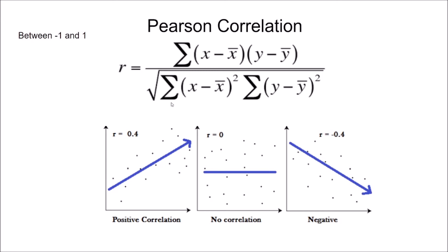The next method to use is Pearson correlation. This measures the correlation between two users or items. A correlation approaching 1 means there is a strong positive correlation, and a correlation approaching negative 1 means there is a strong negative correlation. When it is 0, there is no correlation.